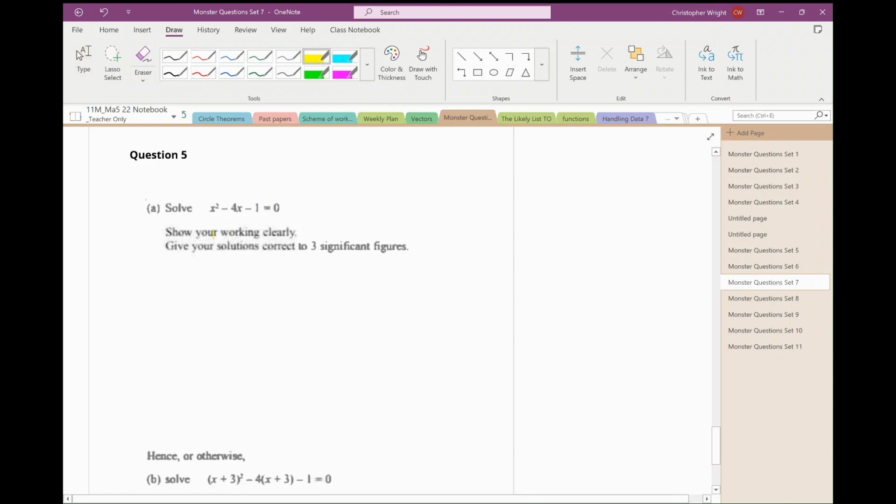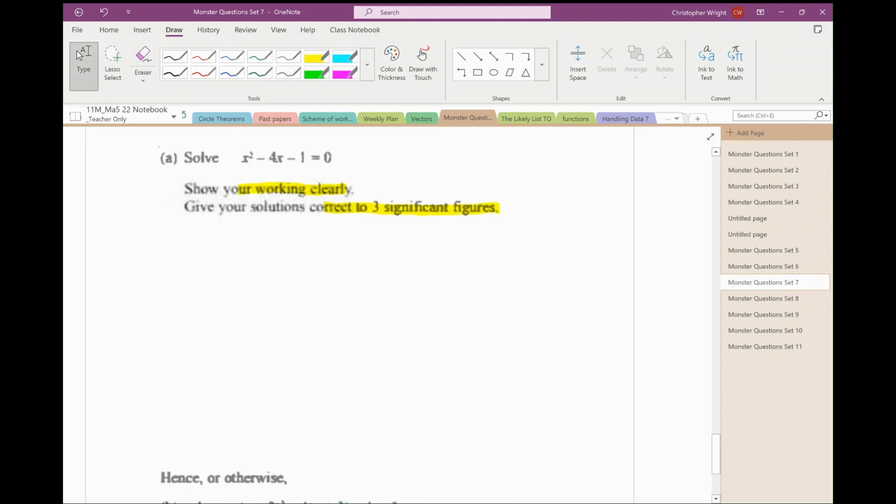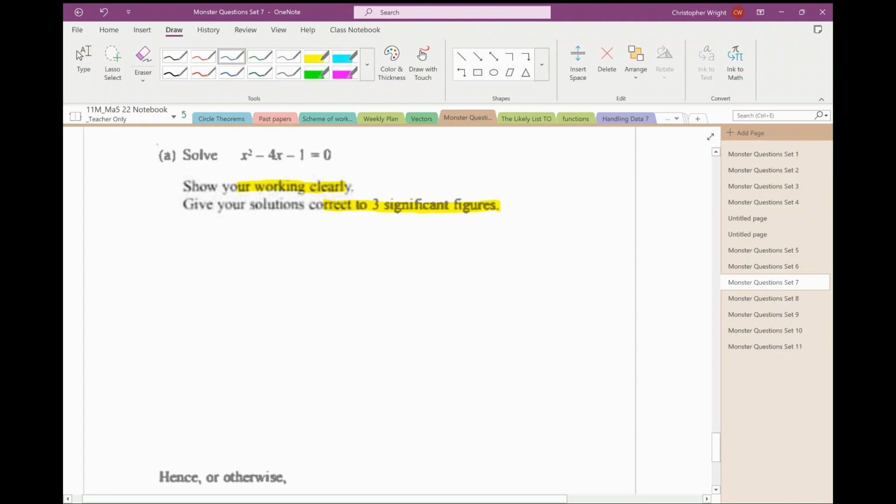Solve this quadratic equation, showing your working clearly, giving your solutions correct to 3 significant figures. Right, so clearly I'm going to need to use the formula here. A will be 1, B will be minus 4, C will be minus 1. So x equals minus b plus or minus the square root of b squared, which is minus 4 squared, minus 4 times 1 times minus 1, all over 2 times 1, which is 2. Right, so that gives me 4 plus or minus the square root of 16 plus 4, which is 20.